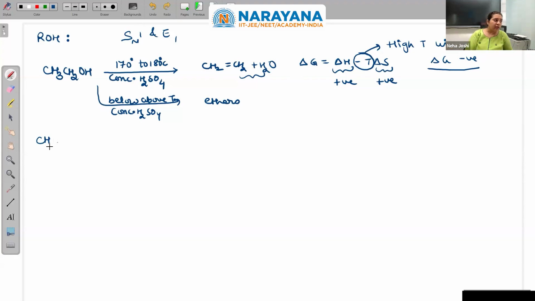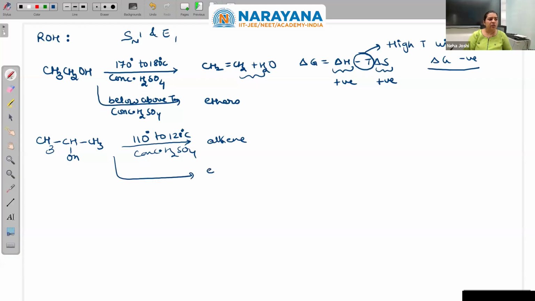Now, if I take some 2-degree alcohol, as the carbocation formed has become relatively more stable, and the alkene will now be a little more hyperconjugative, you may have a relatively lower temperature than this, around 110 to 120 degrees centigrade. Same concentrated H2SO4 we take, then we have alkene. And at lower temperature than these, you will still have ethers.